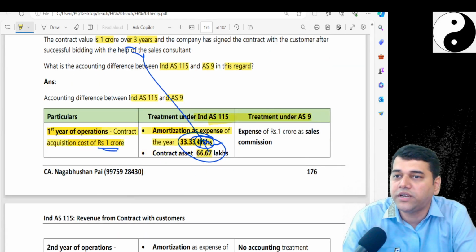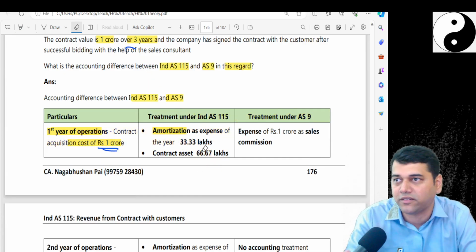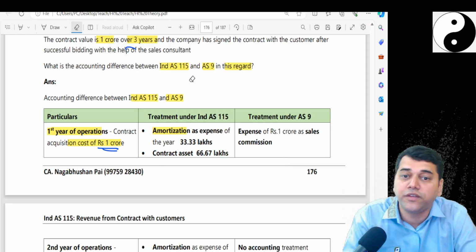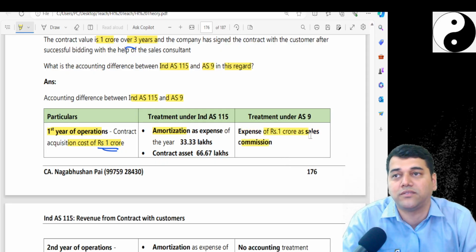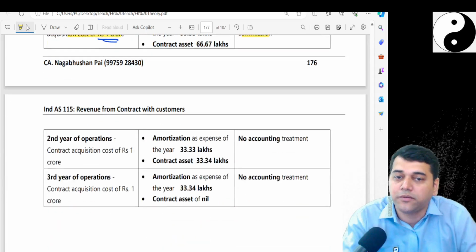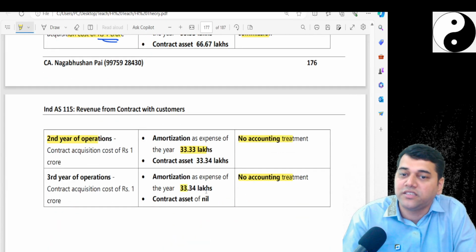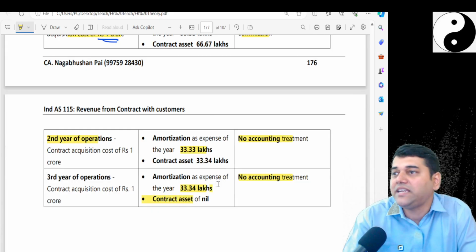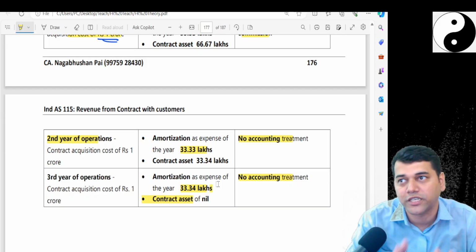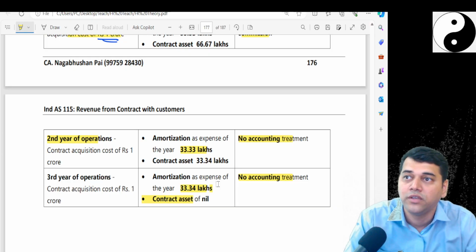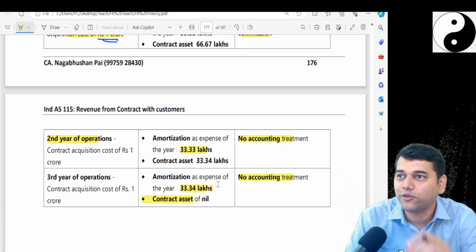So in Ind AS 115 you would have treated part of it as amortization of the expense, and the balance you would have treated as an asset. Very clear? In Ind AS 115 the full 1 crore, whereas in AS 9 you would have treated it as an expense. The moment you charge it, there is no more accounting in the future year, but in the second year, again you will take 33, and at the end it becomes 0. Have you understood with this example very clearly the contract acquisition cost accounting and how it is different also? Is it not a unique question with the print mistake? So you have to mark it important.